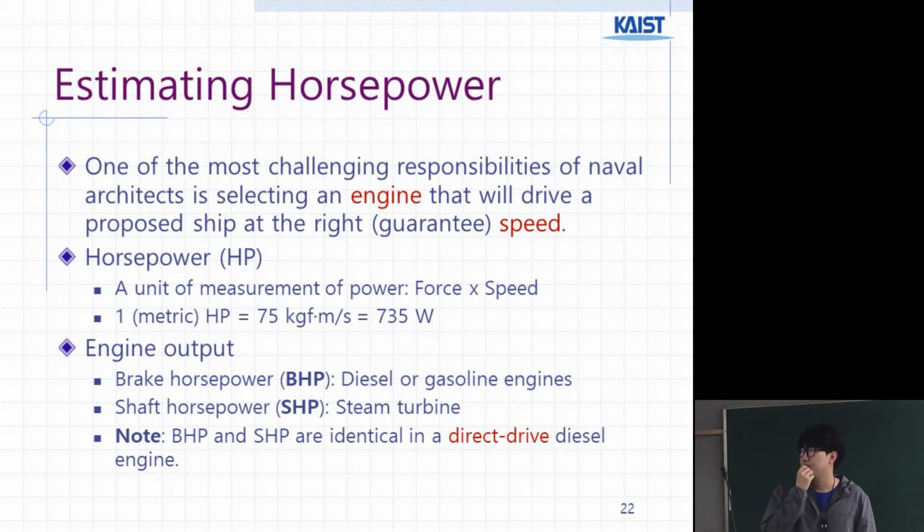And then last is engine output. As you can see, there are two: at first brake horsepower, BHP, in diesel or gasoline engines, and second shaft horsepower, SHP. SHP is for steam turbines. What you should remember is that PHP and SHP are identical in a direct drive diesel engine. In a direct drive diesel engine, PHP and SHP have the same magnitude.